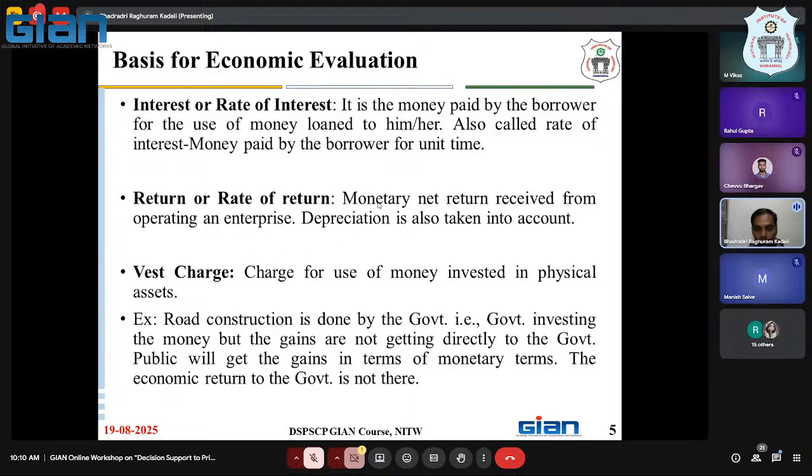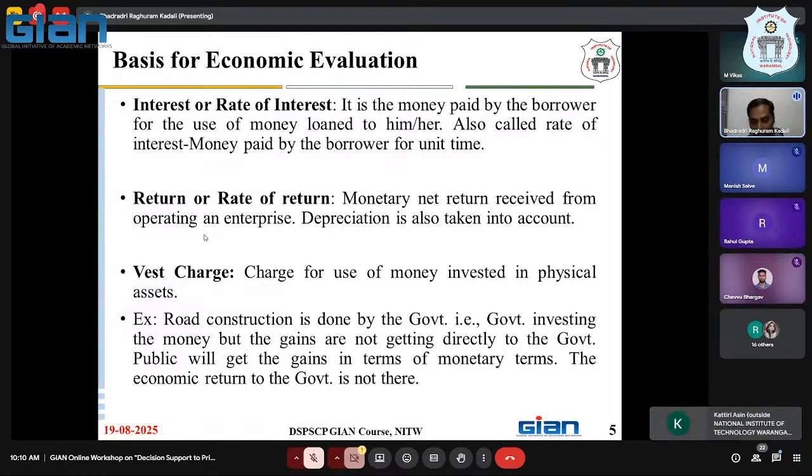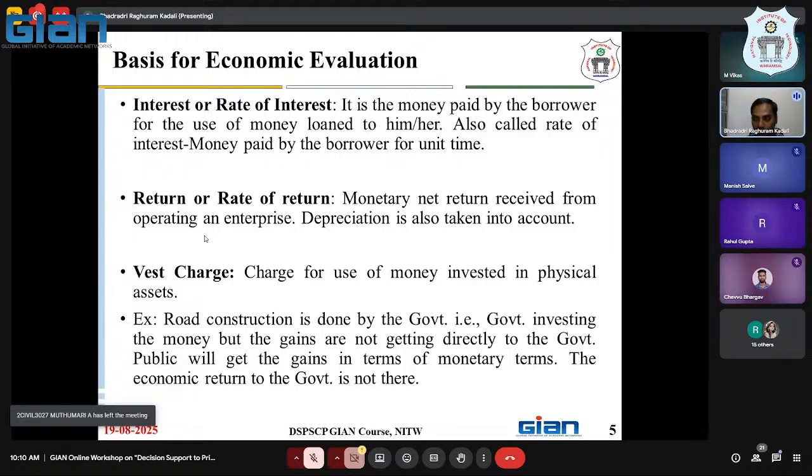That indicates the monetary net return received from operating the enterprise or the entire project. Sometimes when you are operating a project, depreciation is added to the project. Year on year the depreciation cost increases, and the value of the project at a certain period of time is lost, corresponding to the total depreciation taken into account. That is the rate of return, how much amount you will get at the end of the period, corresponding to the horizon period of the project.